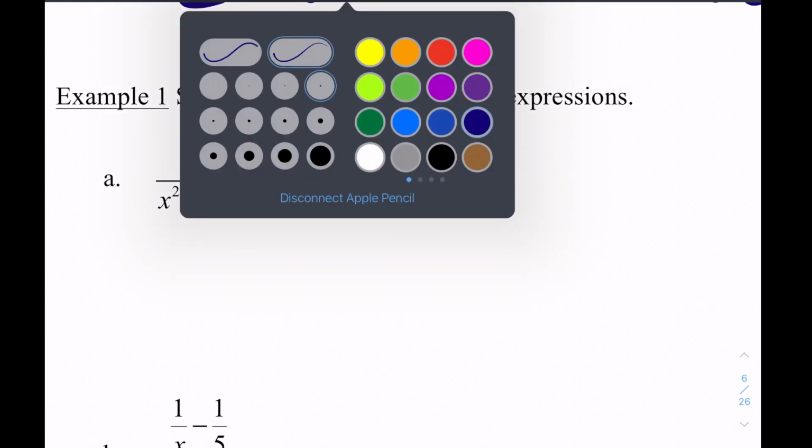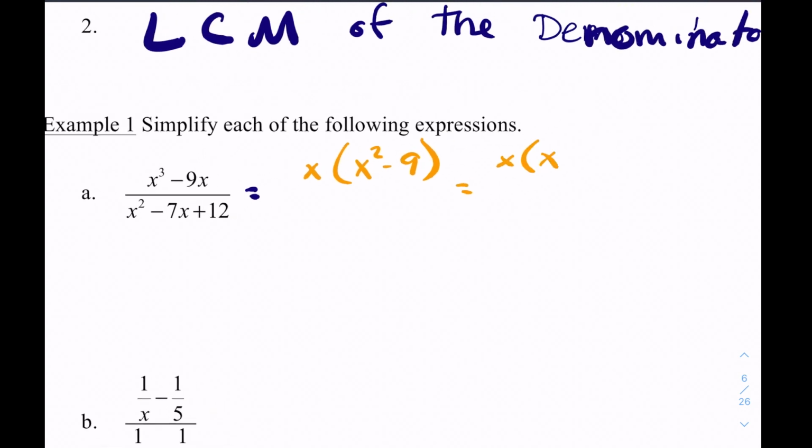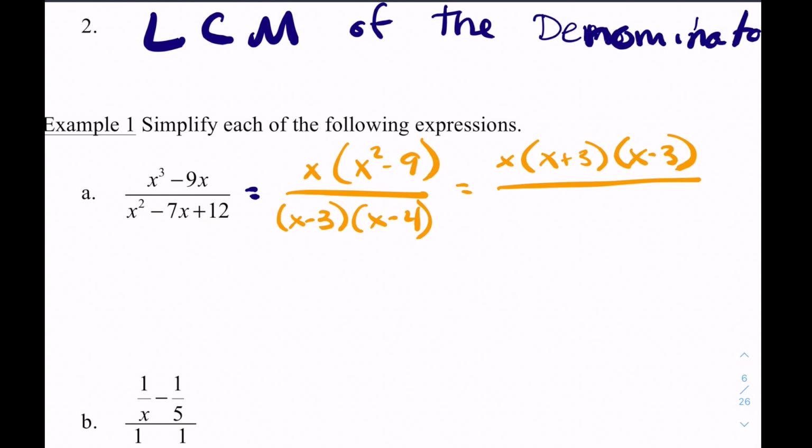If not, let's see how well this goes. GCF on the top is x. I'm left with x squared minus 9, which also would then factor to x, parentheses, difference of squares, x plus 3, x minus 3. And then the denominator is numbers that multiply to 12 that add to negative 7. So that would be x minus 3 and x minus 4. Negative 3, negative 4, make negative 7. Negative times a negative is a positive. So now I'm left with x minus 3 and x minus 4 in the denominator.